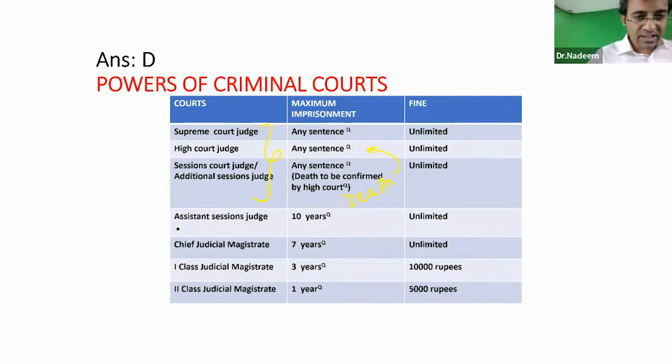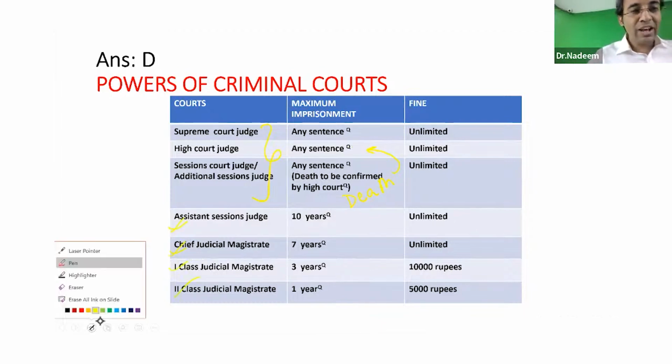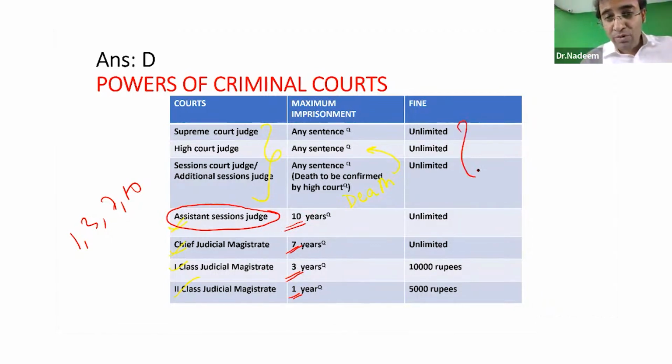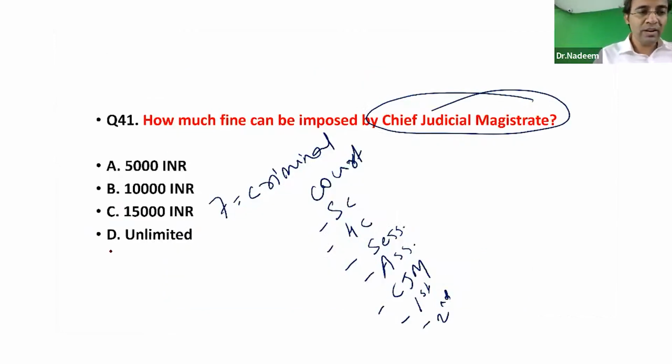Now, after that, Assistant Session Court, Chief Judicial Magistrate, First Class, Second Class. Remember the rule of 13710. Assistant Session Court can send a person to jail for a maximum of 10 years. Chief Judicial Magistrate, 7. First Class, up to 3. Second Class, maximum 1 year. Now, how much fine can they impose? Up to Assistant Session Court, 5. Chief Judicial Magistrate, unlimited fine. First Class, 10,000. Second Class, only 5,000. This is an old question, you can anticipate. So the answer will be D.